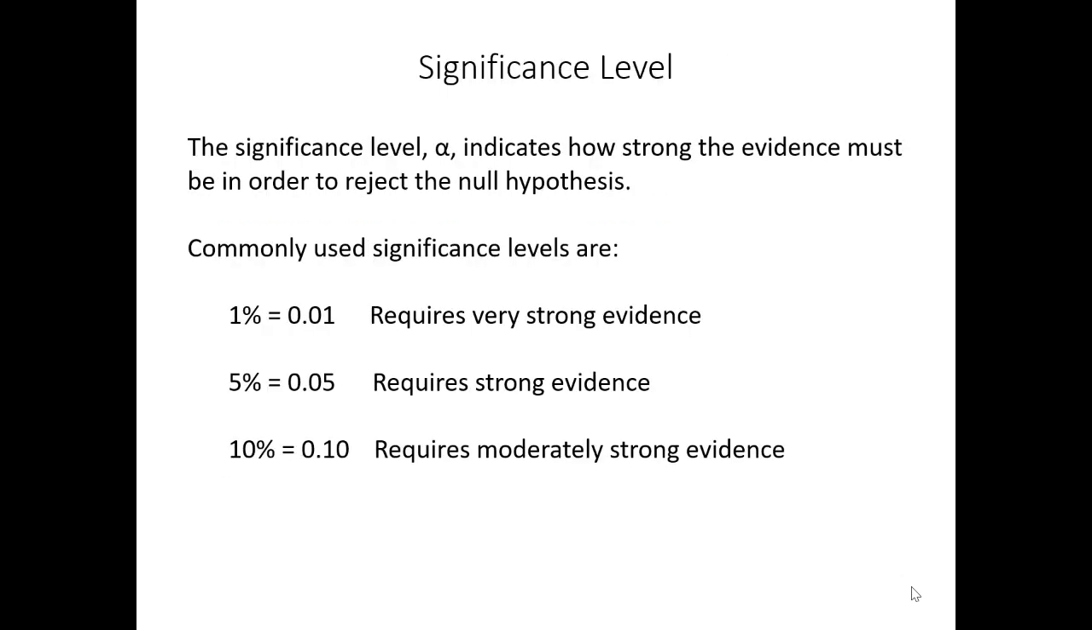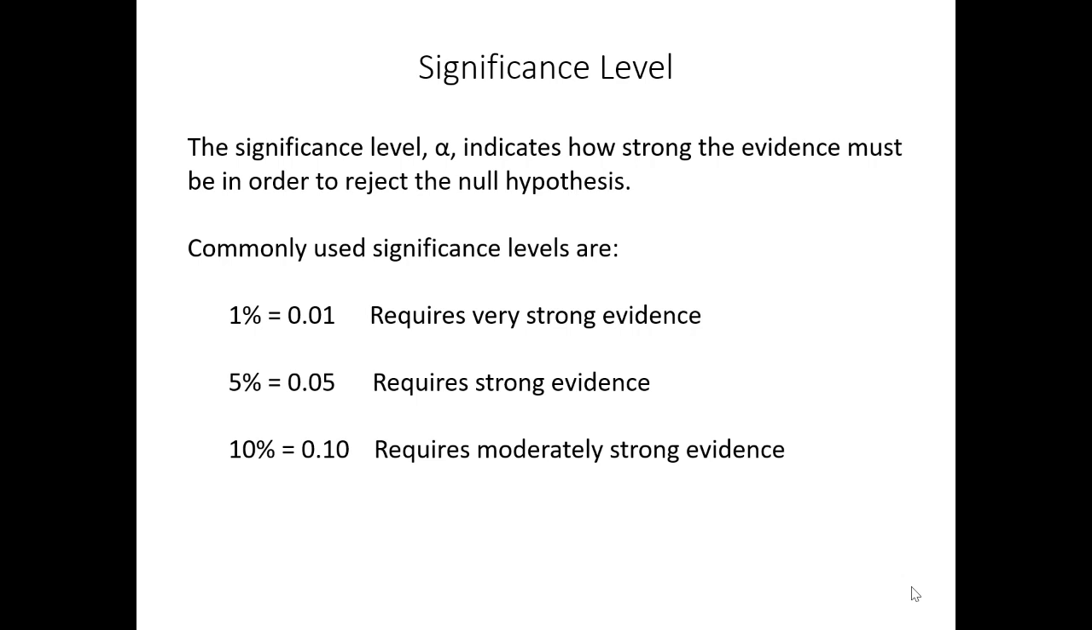So significance level, the purpose here is that we're going to set a standard of how strong the evidence is going to need to be for us to reject the null hypothesis. We're going to decide this in advance. Once we pick that level of evidence, we're not supposed to go back at the end and tamper with what we set up in the first place.